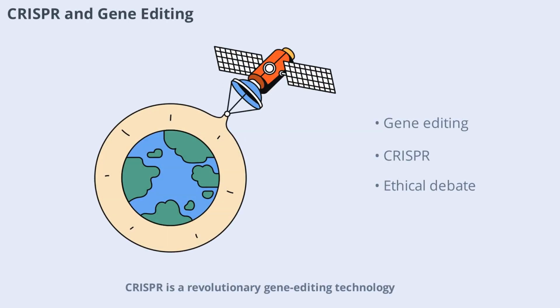CRISPR is a revolutionary gene editing technology that allows scientists to precisely modify DNA. By interpreting genetic information, researchers can target specific genes for editing, offering new possibilities for treating genetic diseases, improving crops, and advancing research. The ethical implications of gene editing are also a topic of ongoing debate.